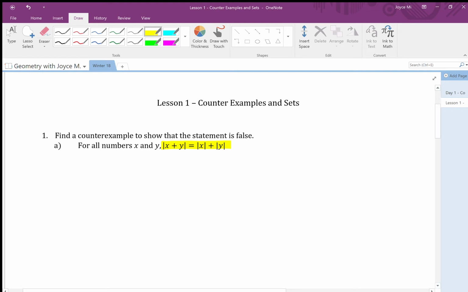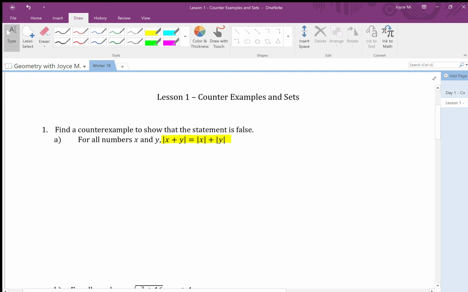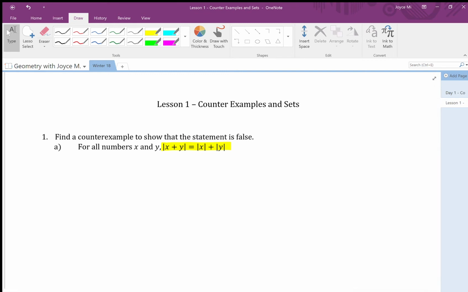But if I found one instance, x and y, where this is false, then that will be a counterexample. So let's consider one example where it's a non-counterexample first. Let's think about two numbers. I'm going to let x equal 1, y equal 2. I want to give you an instance where I see a lot of students in class just pick numbers x and y and see what we get.